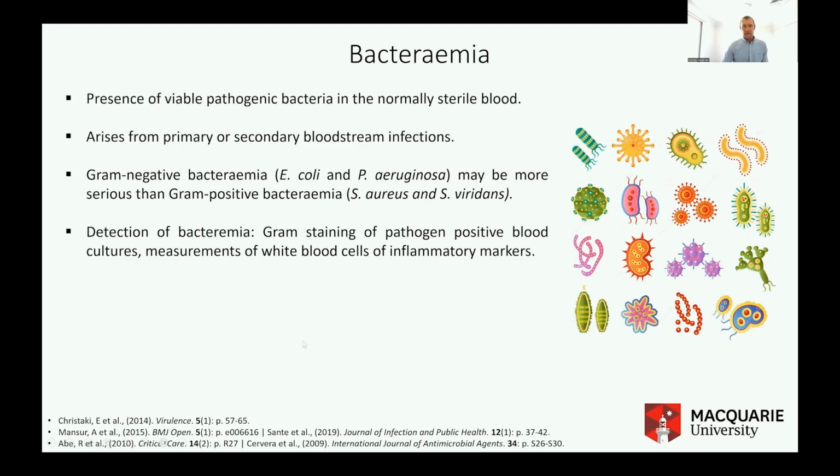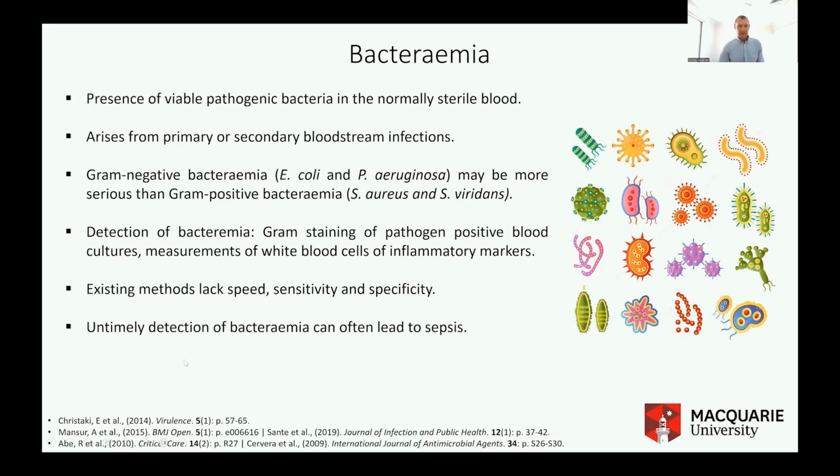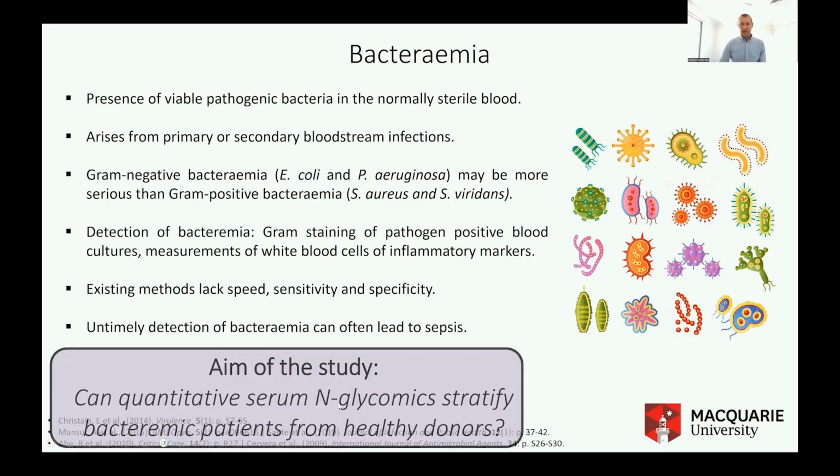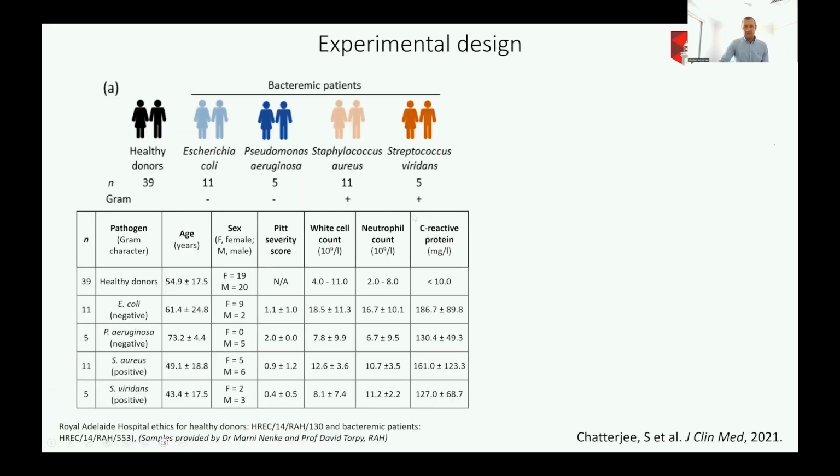Unfortunately, it's a fairly slow identification, slow diagnosis. Clinicians have at their disposal blood cultures, which is tedious and lacks speed and sensitivity. Therefore, these types of illnesses can often escalate to sepsis and septic shock. So having a way to quickly identify bacteremia is of interest to clinicians. So here we ask the question: can quantitative glycomics be used to stratify bacteremic patients from healthy donors?